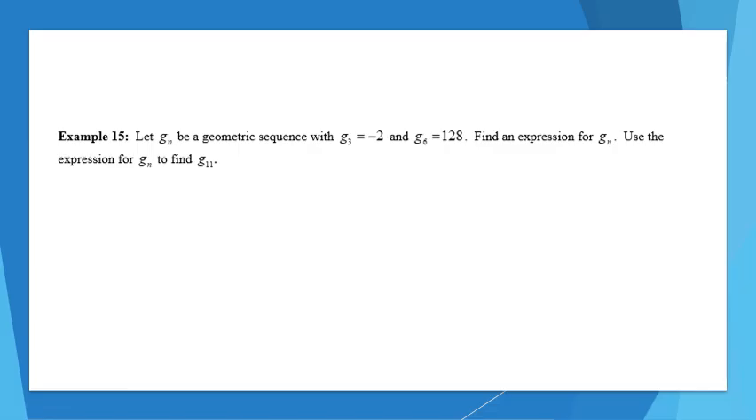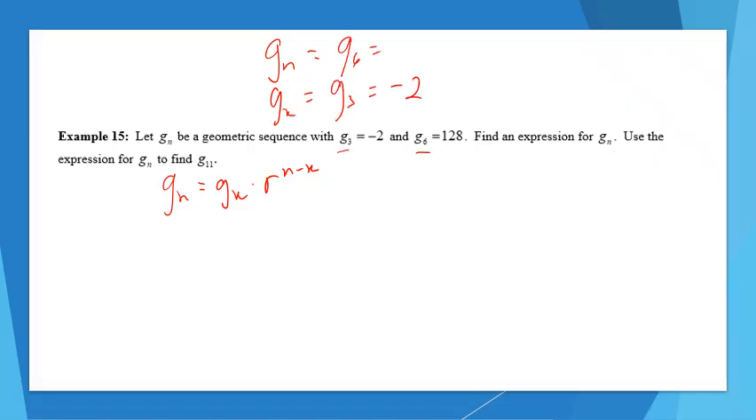Right, so for example 15, here we have our equation, so g of n equals g of k times r to the power of n minus k. We know g of n and g of k. We want to plug in stuff for that, and so here g of k is going to be our earlier term, so we have our third and our sixth term. So g of k should be our third term, g of 3, which is -2. G of n should be g of 6, which is 128. This should be then 128, we can plug in, equals -2 times r, which we don't know yet, to the power of n, which is 6, minus k, which is 3.